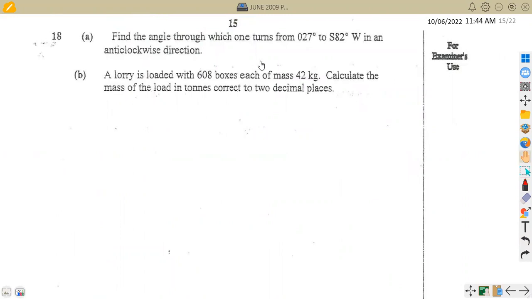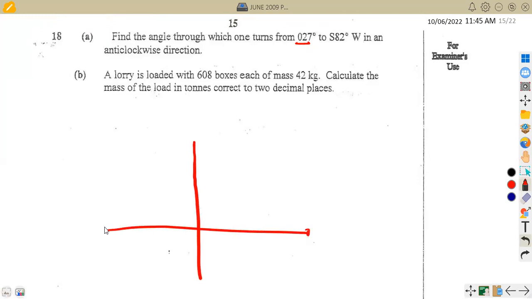B18A, find the angle through which one turns from 27 degrees under 3-figure bearing to south 82 degrees west in an anti-clockwise direction. What is the angle that is going to be turned by that person? Okay, let's have our diagram. It's going to be like this. Remember, this is bearing, so it's going to be like this here. All right, so we've got our poles here, north, east, south.